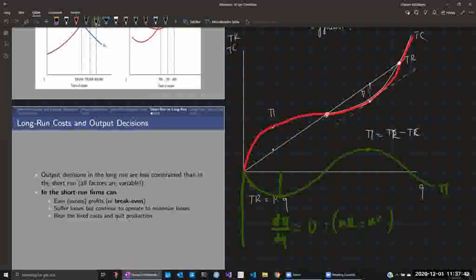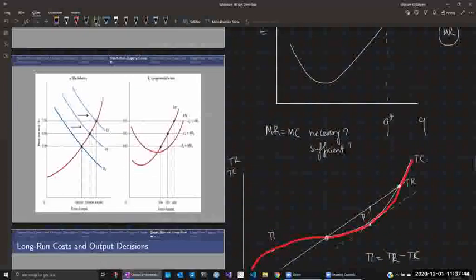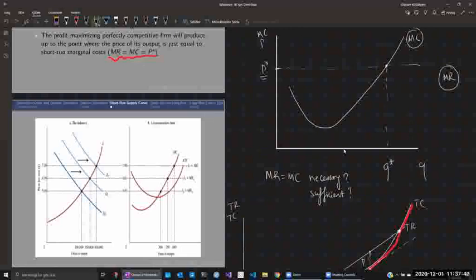So now, back to the question. Is this condition necessary or sufficient?